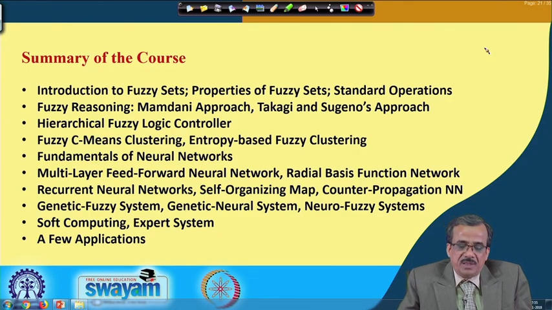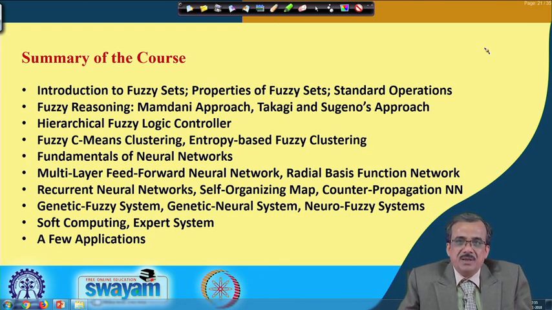We started with a few definitions related to fuzzy sets. For example, we defined the alpha cut of a fuzzy set. We defined how to define the core of a fuzzy set, the height of a fuzzy set, and all such things. Then we concentrated on some standard operations used in fuzzy sets.